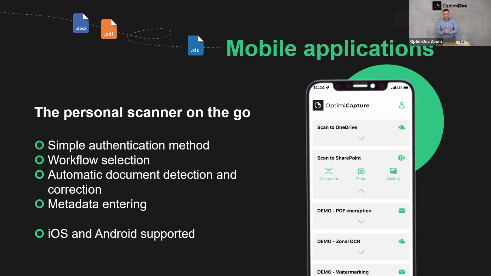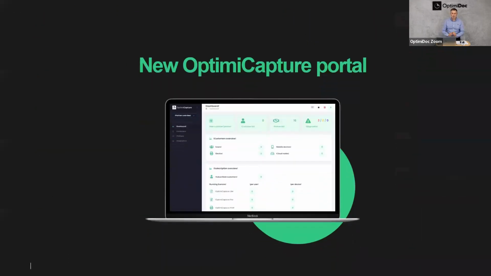So these 3 new ways allow the users to really capture documents anywhere they are, and it doesn't really matter if they are sitting at home and they have a digital document, or they need to capture a receipt from the gas station. The last part is the new OptimiCapture portal.